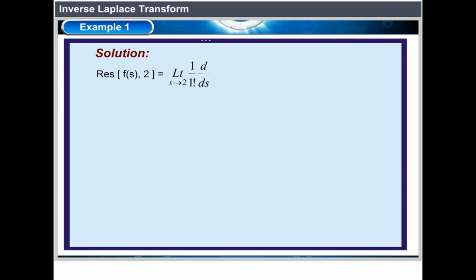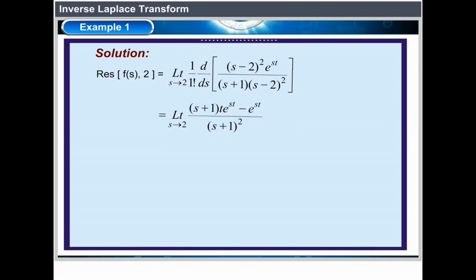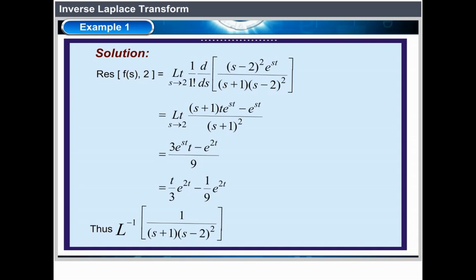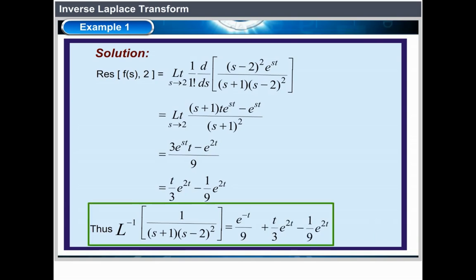Residue of F(s) at 2 equals limit s tends to 2 of 1 divided by 1 factorial d by ds of (s minus 2)² e^(st) divided by (s plus 1)(s minus 2)², which equals limit s tends to 2 of ((s plus 1) t e^(st) minus e^(st)) divided by (s plus 1)², which equals (3 e^(2t) t minus e^(2t)) divided by 9, equals t by 3 e^(2t) minus 1 by 9 e^(2t). Thus, L inverse of 1 by (s plus 1)(s minus 2)² equals e^(minus t) divided by 9 plus t divided by 3 e^(2t) minus 1 by 9 e^(2t).